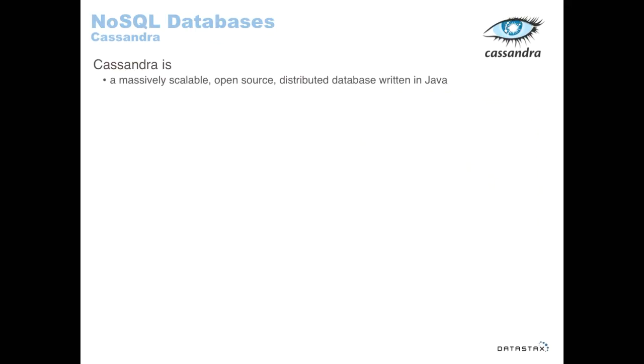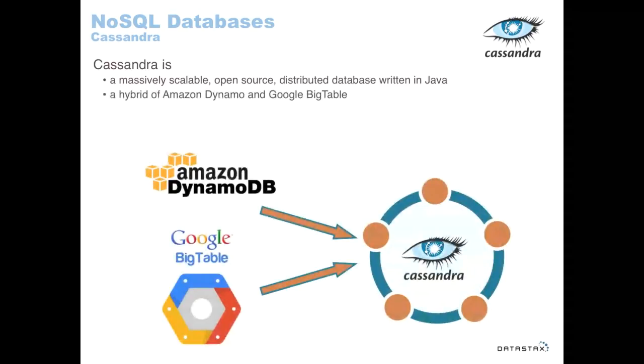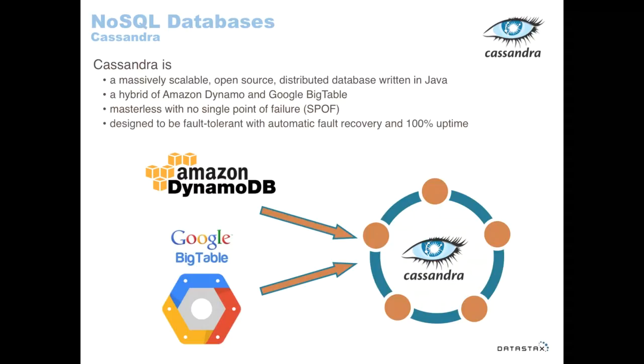Okay, Cassandra is a massively scalable, open source, distributed database written in Java. It's a hybrid of Amazon DynamoDB and Google Bigtable. It's masterless with no single point of failure, and it's designed to be fault tolerant with automatic recovery and 100% uptime.